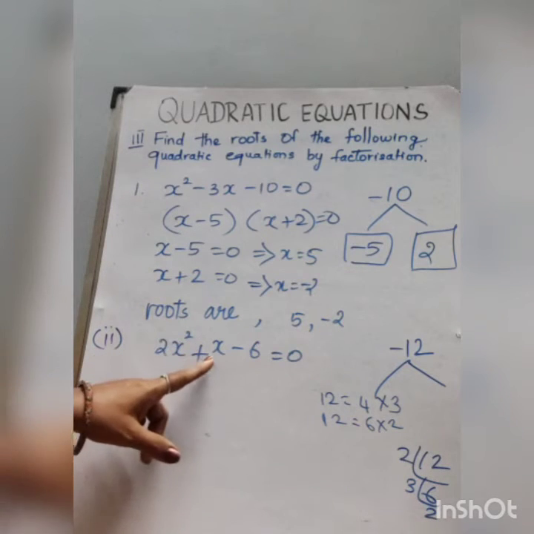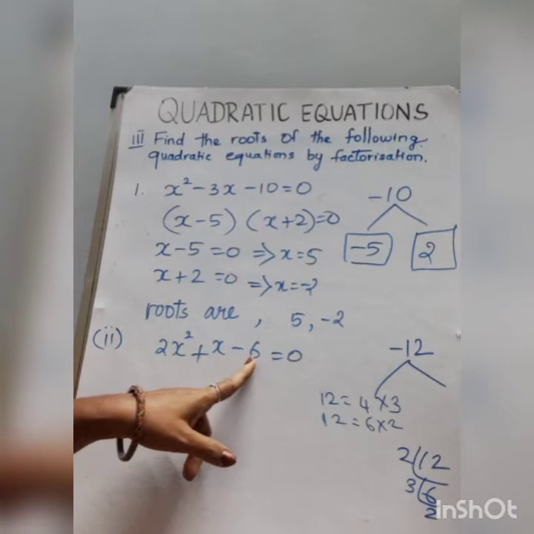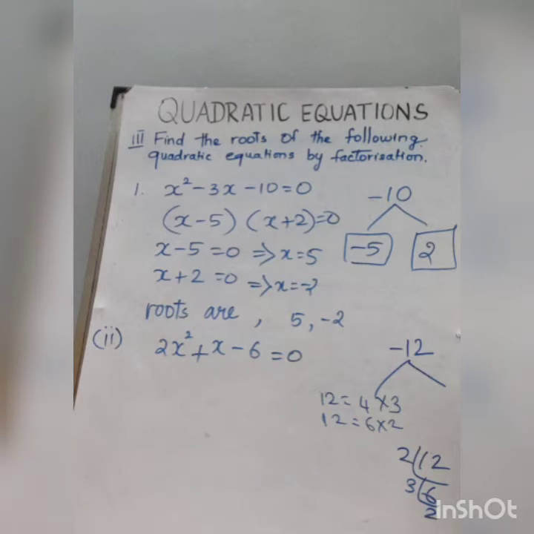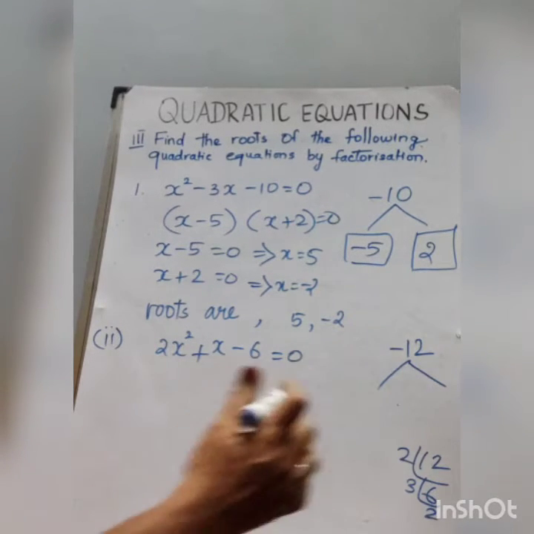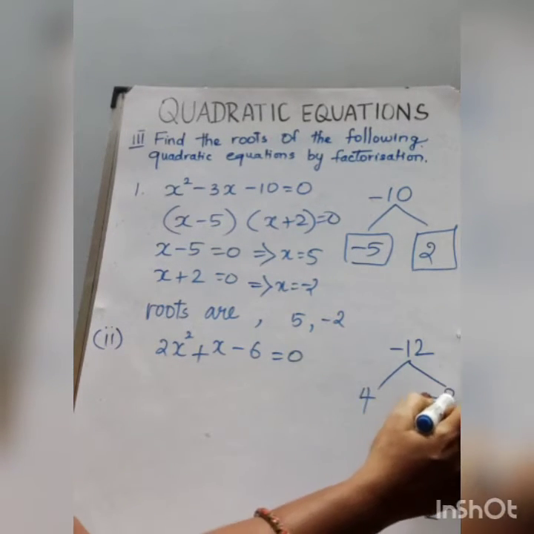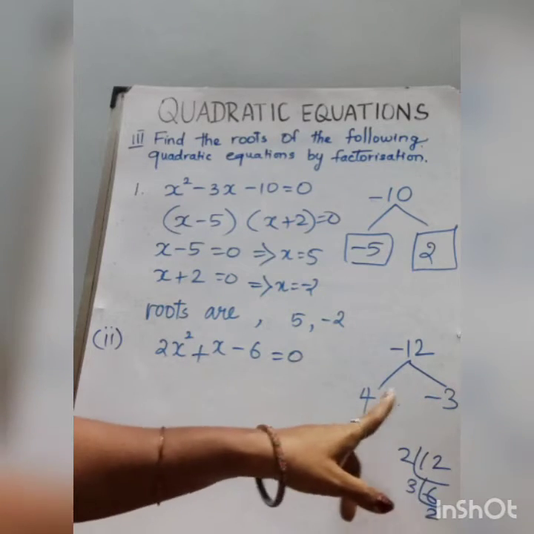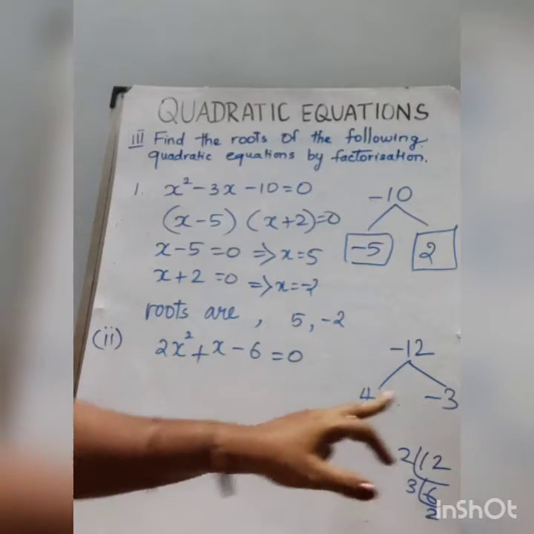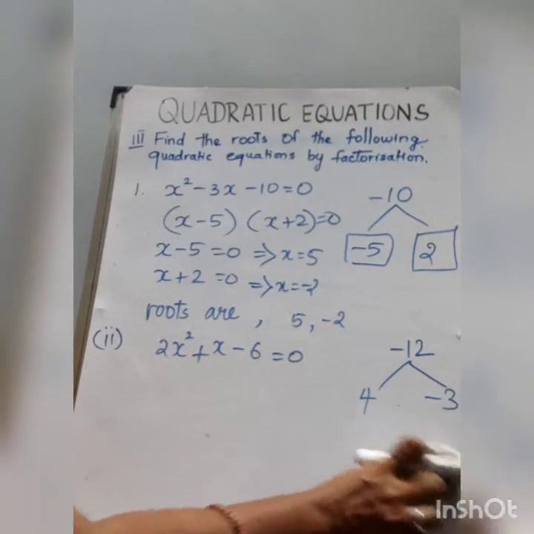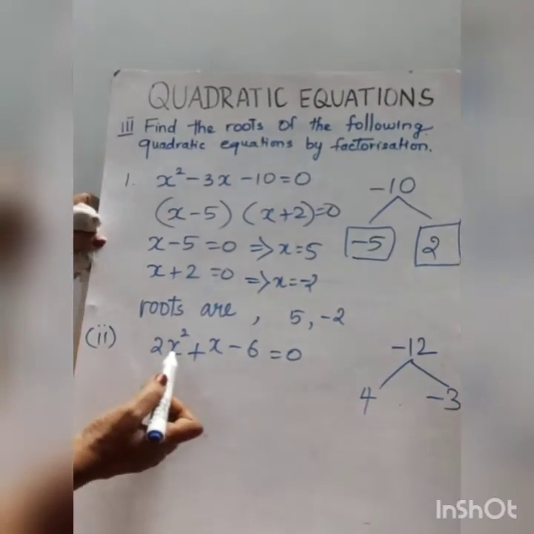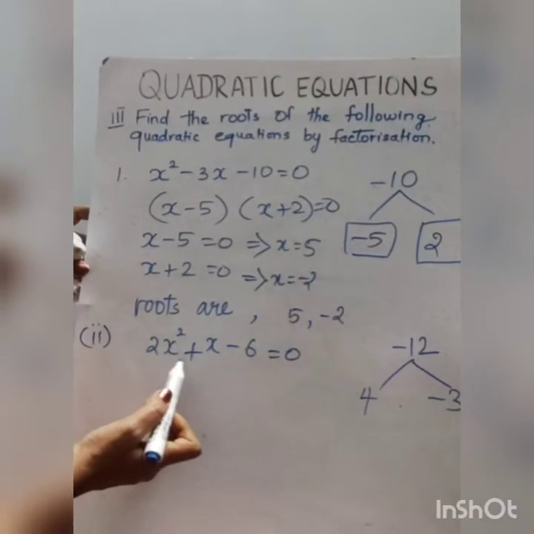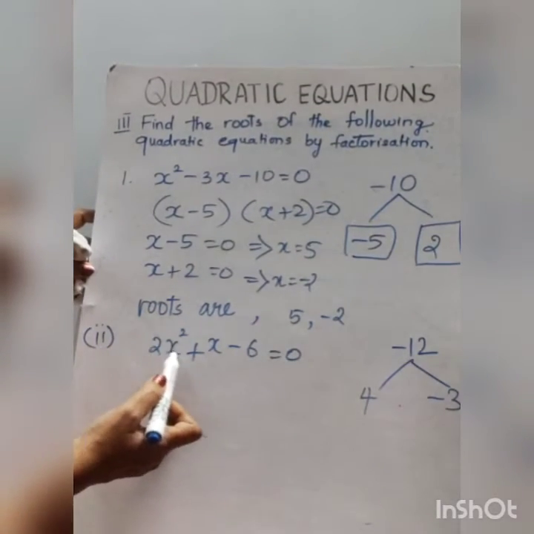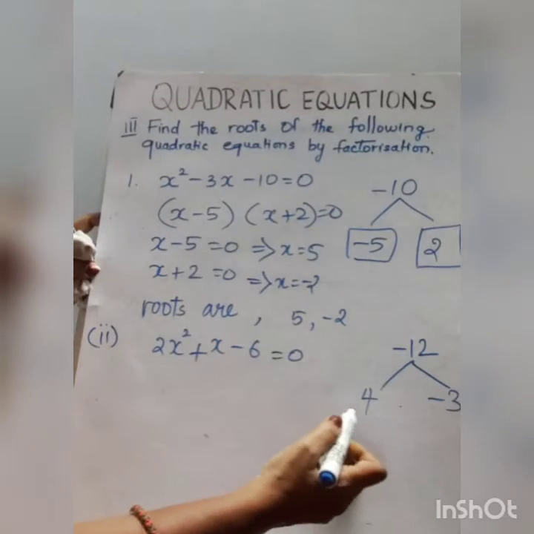But actually the sum should be 1 and the product should be minus 12. So I can take 4 and minus 3. If I multiply these two, I am getting minus 12. If I add these two, I am getting 1. But here the coefficient of x square is not 1. The coefficient of x square is 2.